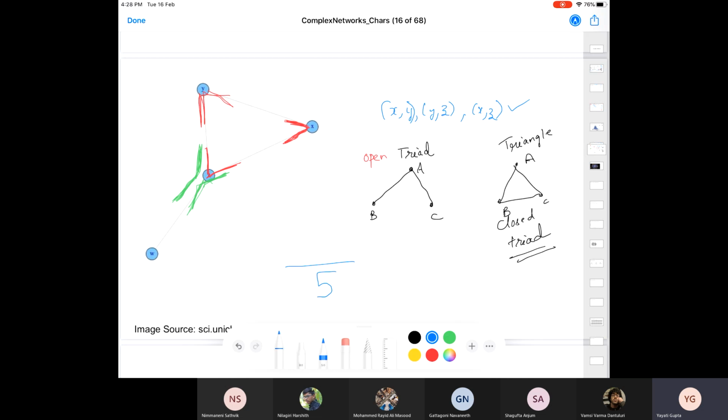X is connected to Y, X is connected to Z, Y is connected to Z. So this one is closed here. This one is also closed. This one is also closed. This one is not closed because I don't have an edge here, right? So this one is an open triad, and this one also is an open triad. So out of these, 3 are closed, 2 are open. So I write down the closed ones over the total, and you get this value to be 0.6. Any doubt here?